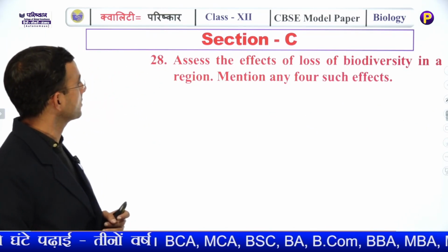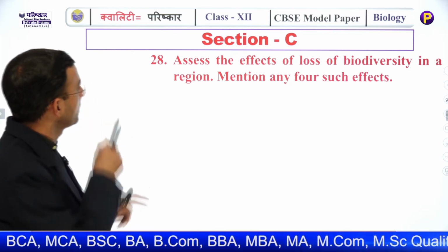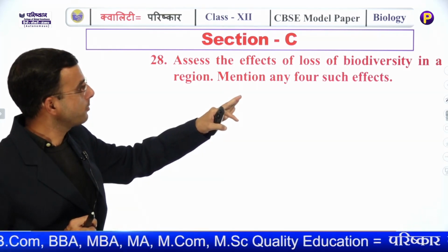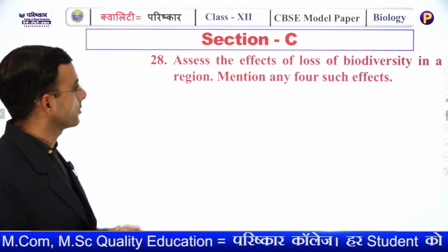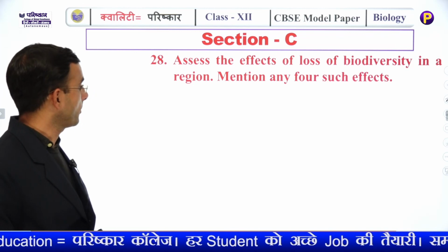Now the 28th question: assess the effects of loss of biodiversity in a region. That is a simple question. You have to mention any four effects of the loss of biodiversity.